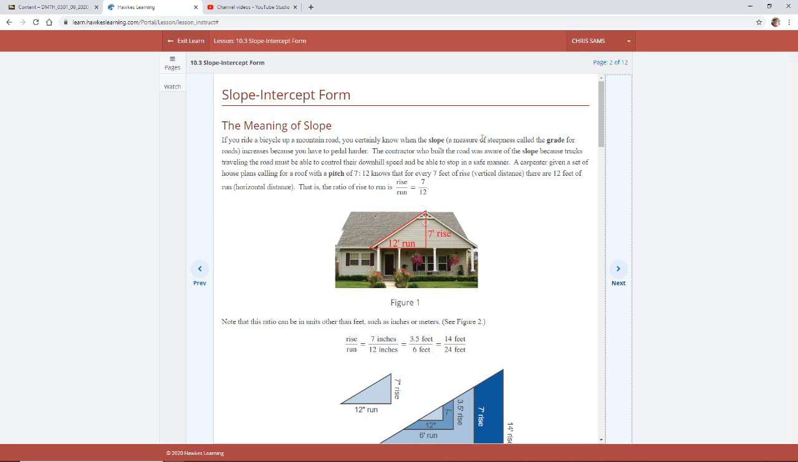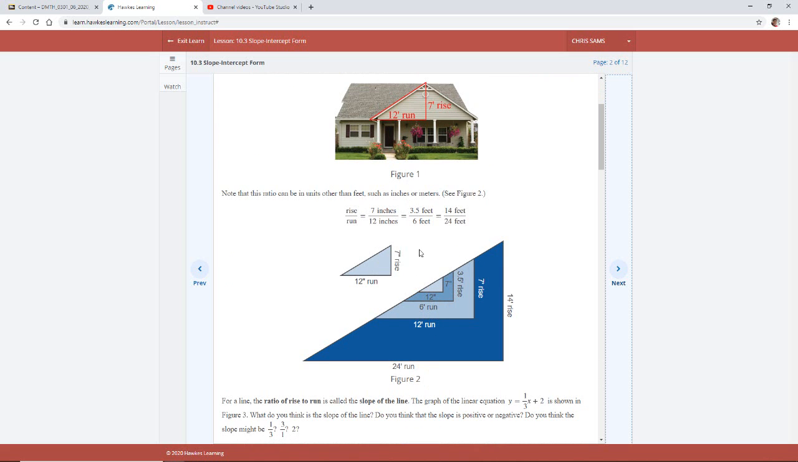Slope definition is the measure of steepness, tells you how steep something is. So the larger the slope, the steeper the line is. Sometimes they call it the pitch of a roof, that's the steepness. Grade also.